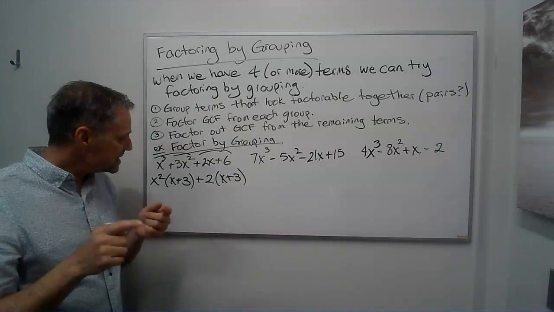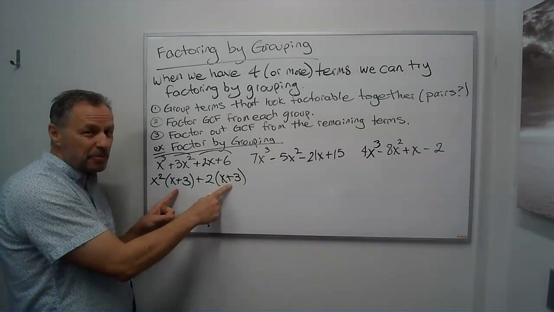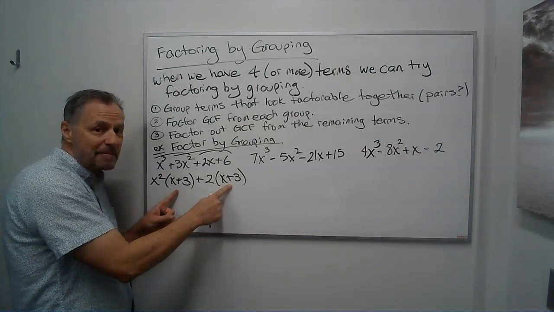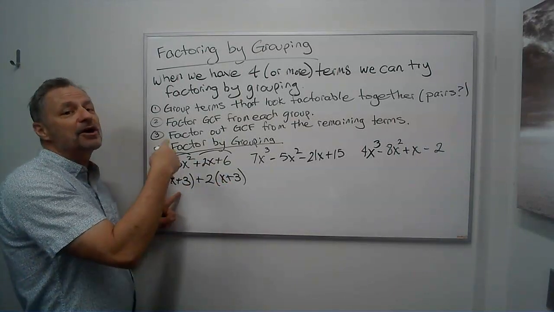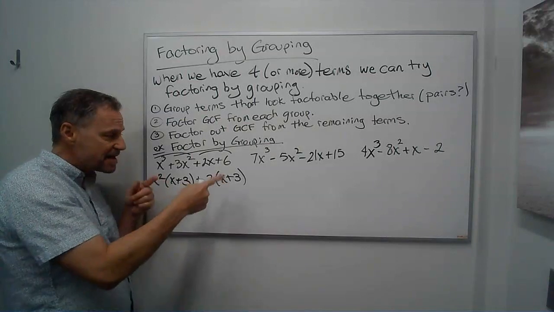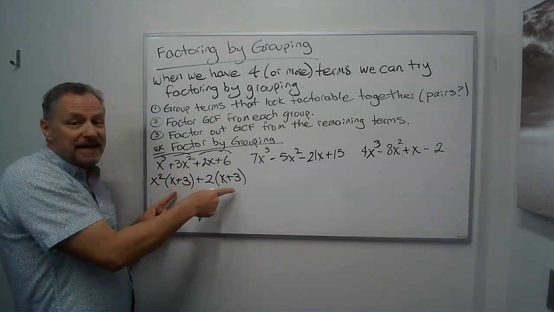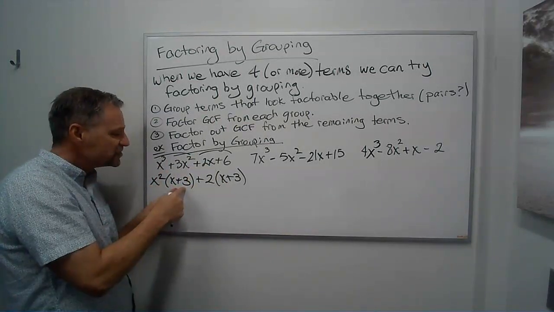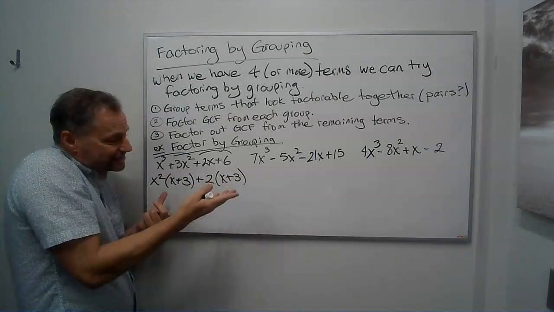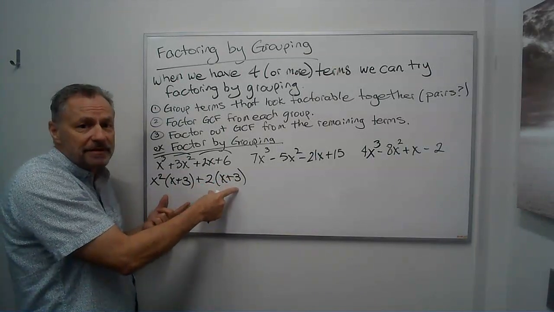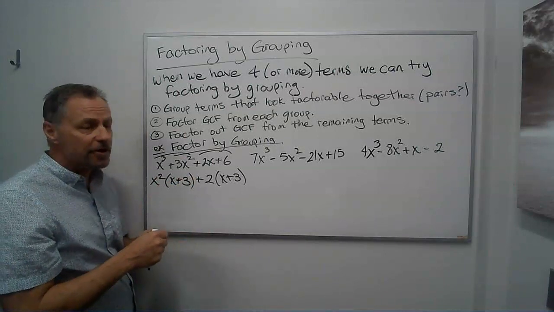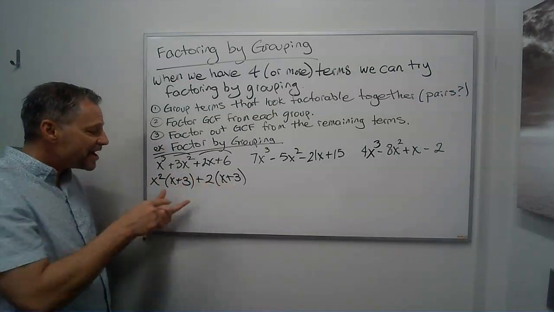Now, here's the key part. If what I have inside the parentheses are not the same, either I'm not grouping correctly, maybe I need to reorder the terms, or it can't be factored by grouping. If this was an x plus 3 and this was, say, an x plus 5, I can't factor by grouping. It's not going to work. I can't go any further. So this time they are common.